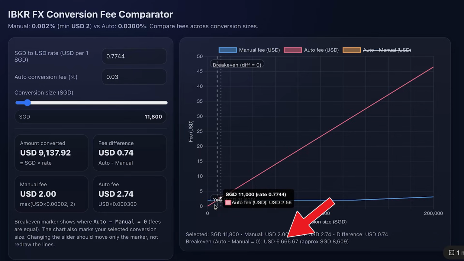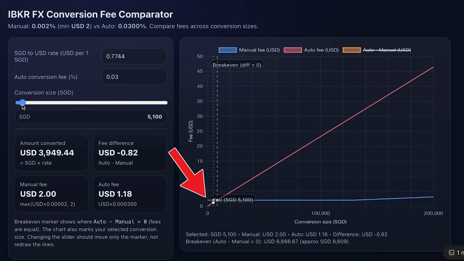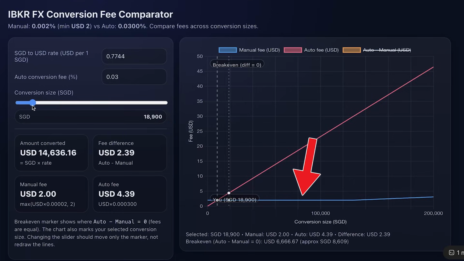$6,667. So when you are converting less than this amount, auto conversion is cheaper since the total fee works out to be less than $2. But above this amount, manual conversion becomes the lower cost option.